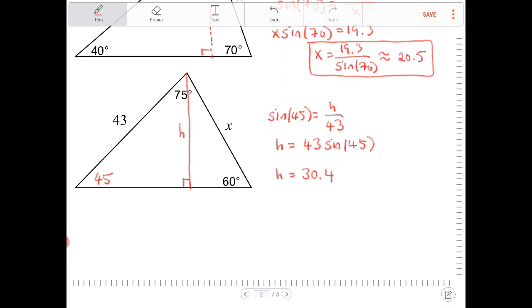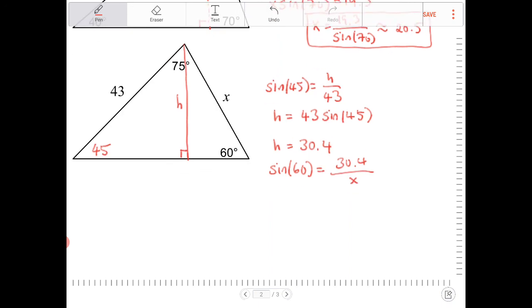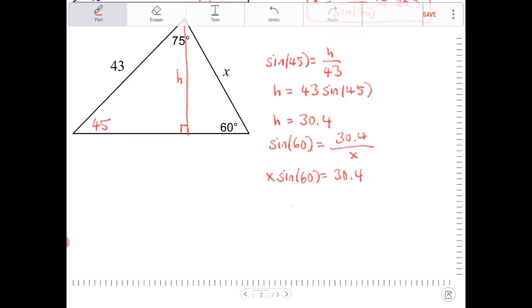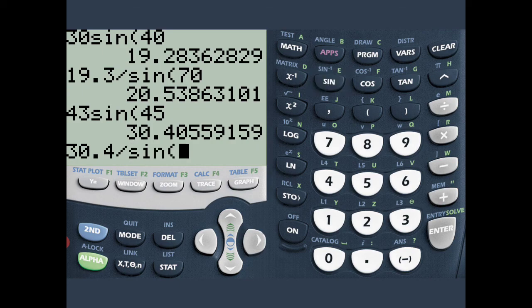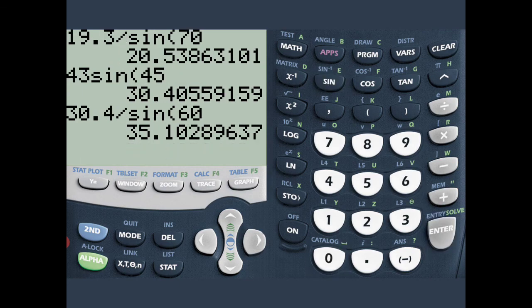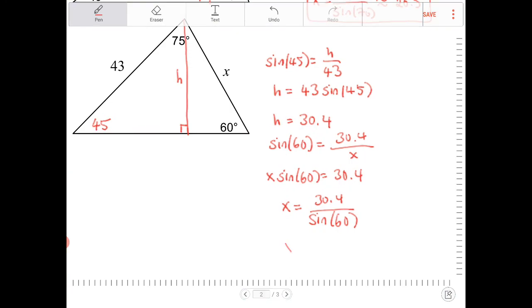And again, taking what h is, I'm going to use sine of 60 is equal to 30.4 over x. And if I cross multiply, I end up with x sine of 60 is equal to 30.4. Divide both sides by sine 60, x is equal to 30.4 over sine of 60. And this is what I'm going to enter in the calculator. 35.1. And that's it.